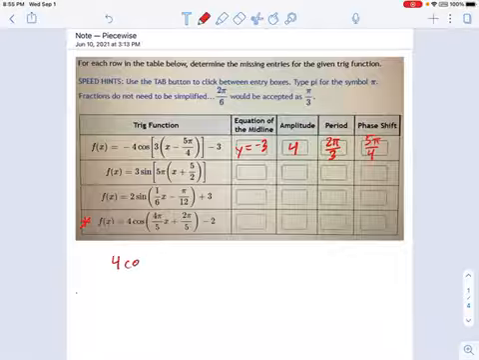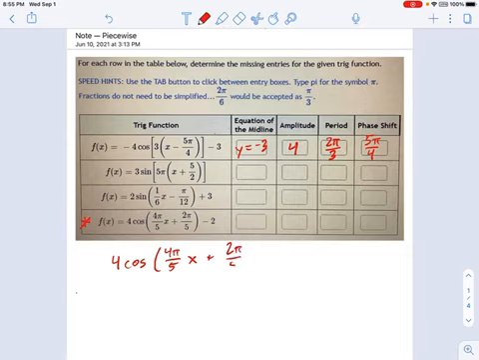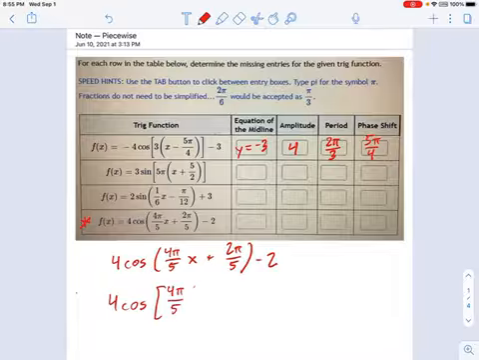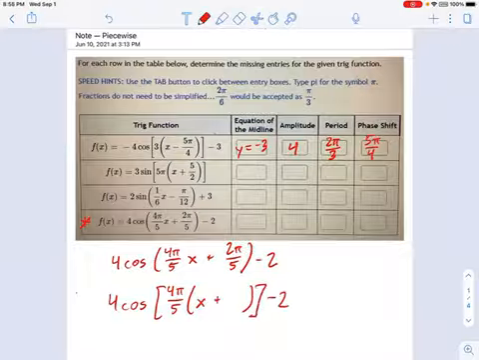We have 4 cosine of 4 pi over 5x plus 2 pi over 5, minus 2. If you're looking at it like, what do I factor out? What's the b factor? Well, whatever's in front of x must be b. So I can at least start this much. I can say 4 cosine, and I'm just going to factor out that 4 pi over 5. And then I'm going to have x plus something. I'm not sure what that is yet, but it's going to be x plus something.